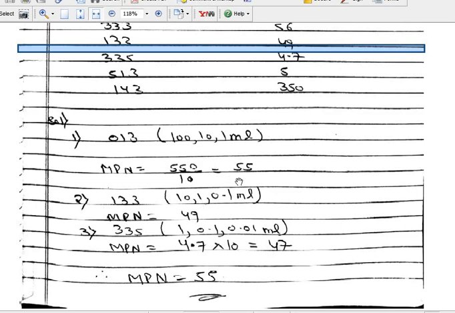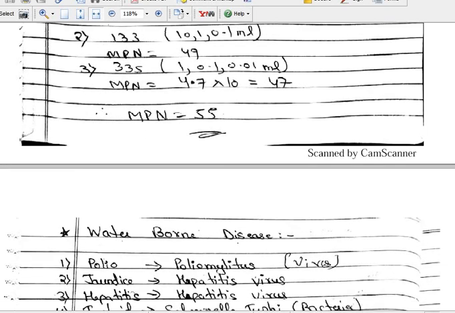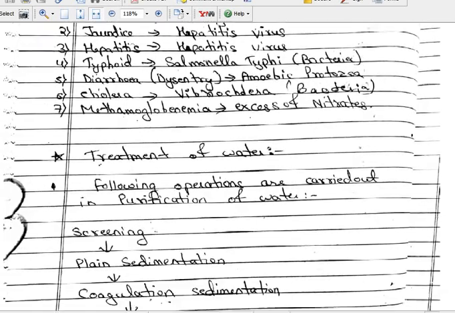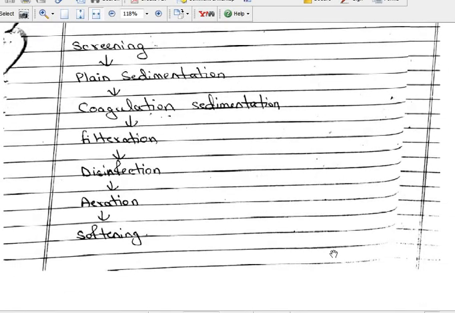So of course, what is the higher value? 55, 49 and 47. So 55 is the highest value. So our ambient value is 55. Okay. So I hope it is clear. If anyone has any confusion or any doubt, you can ask. Okay, so with this we are closing this session.